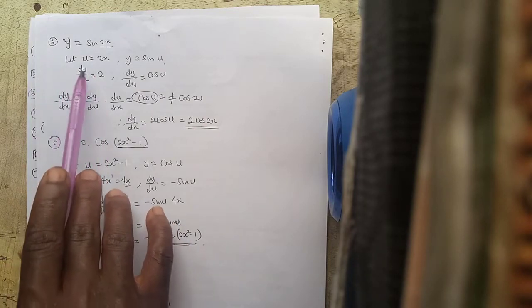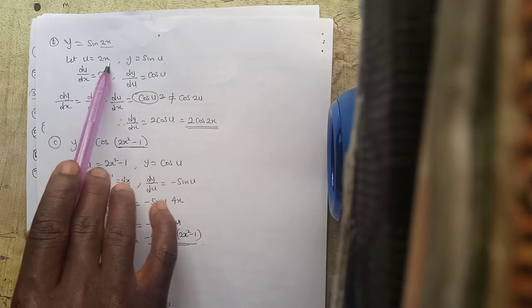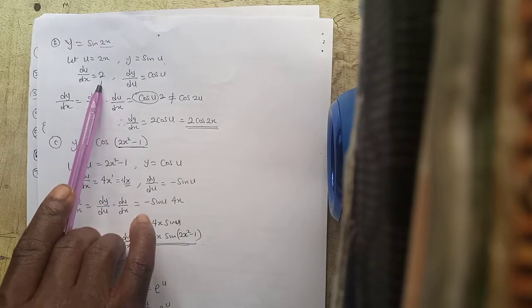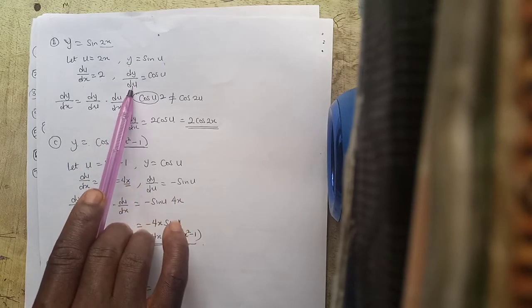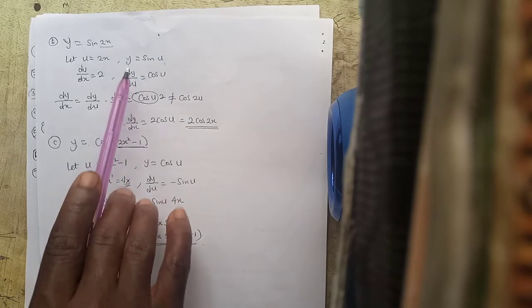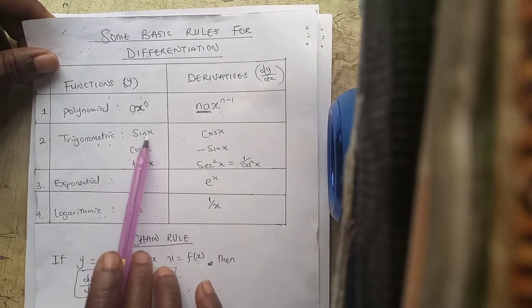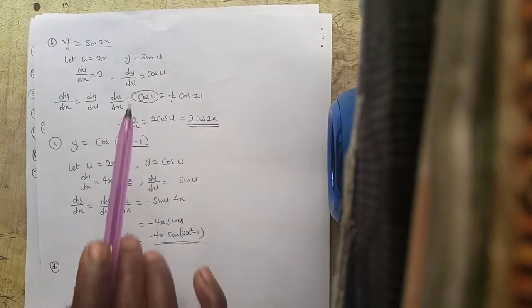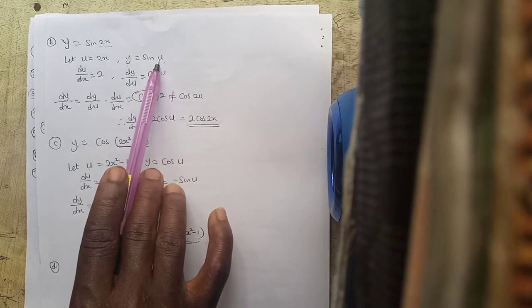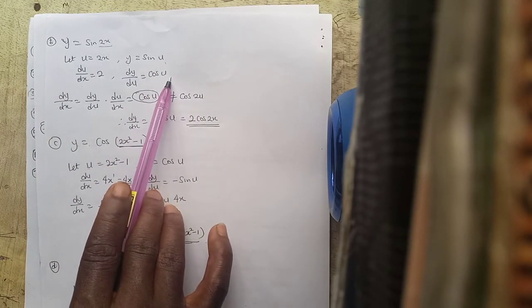Now the next thing is to differentiate u with respect to x. This is a polynomial. When you use the rule for differentiating polynomial, you are going to have 2. So now you move to the next one. Differentiate y with respect to u. From the table, this is y equals sine u. The table for differentiation told us that whenever we have a function of sine x, if you differentiate sine x with respect to x, we are going to have cos x. So also, when you have sine u, when you differentiate sine u with respect to u, you are going to have cos u. Do you get?